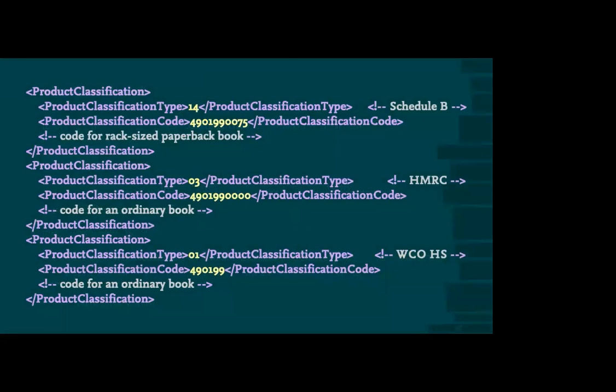Here's how these commodity codes can be expressed in ONIX. As you can see, there's a product classification composite. Actually, there are 3 on screen, and the first specifies a detailed Schedule B code for export from the US, which, because this product happens to be a rack-sized paperback, carries the code 4901.99.00.75. Well, why do you need anything more than this?